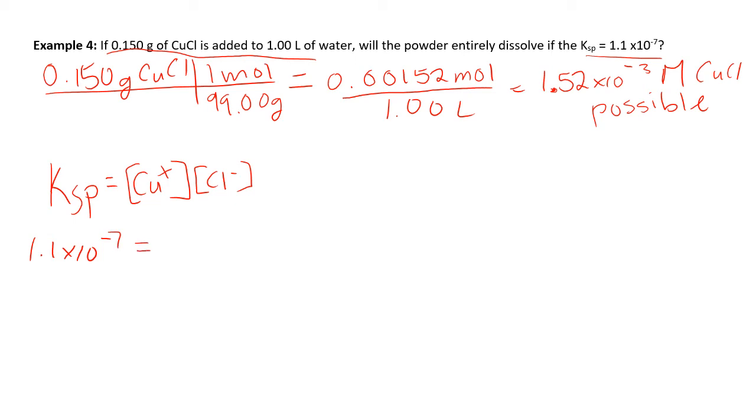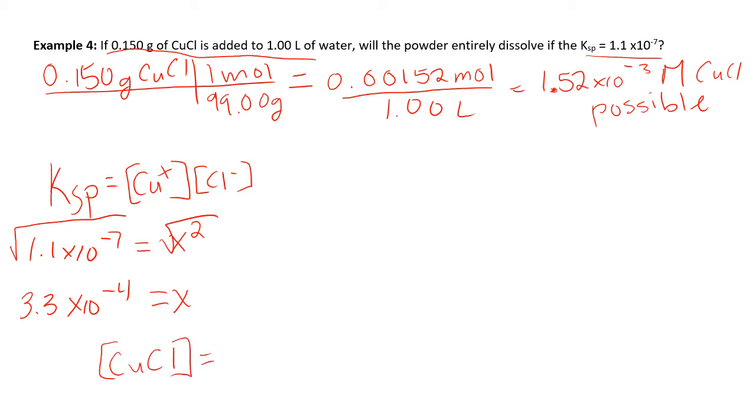Our copper is some amount X times our chlorine, which is some amount of X, right? They would be equal amounts because it's a 1-to-1 ratio. So on this side, I'm going to change this to just X squared because that's X times X. So if we want the concentration of each, we simply need to do the square root of both sides. So X equals the square root of that, which I got 3.3 times 10 to the negative 4th. So that's the concentration of our copper, and that's the concentration of our chlorine ion. Well, it's also the concentration, because everything's a 1-to-1 ratio, of our copper chloride solution.